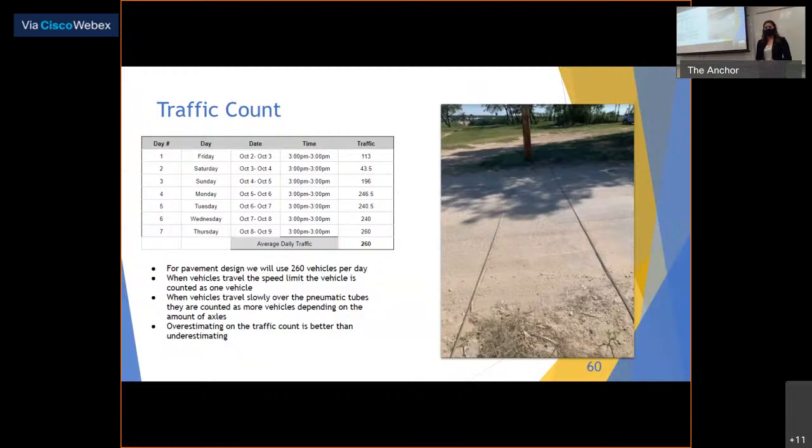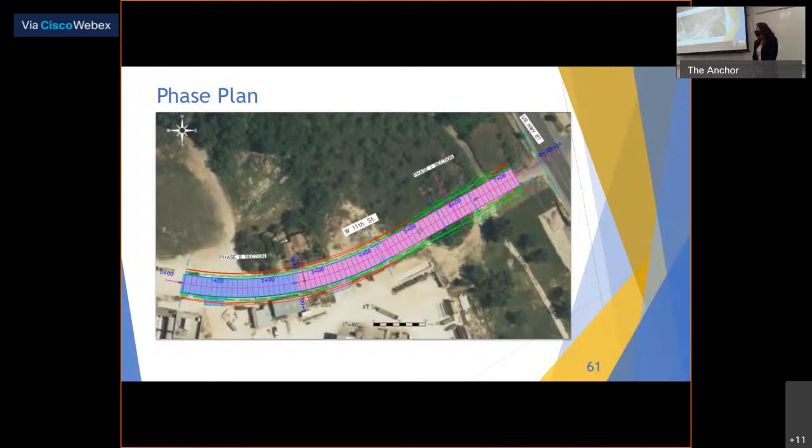For our project, we will need to do construction in two phases. Phase one is the pink portion of the roadway in this picture, which includes the intersection of US Highway 87 and 11th Street, and the roadway up until right past the first entrance into Winland Manufacturing. The second phase of construction is the blue portion of the roadway, which includes the remainder of the roadway and the second entrance into Winland Manufacturing.